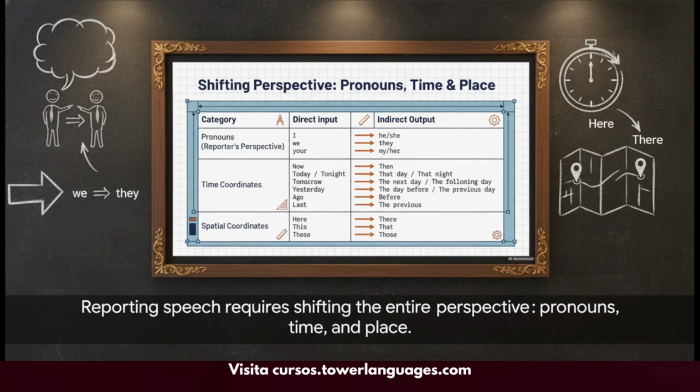And it's so crucial to teach that it's not just the verb that changes. To report speech correctly, students have to shift the entire perspective. Pronouns change to reflect the new speaker. Time words shift back, so now becomes then. And of course, place words follow suit. Here becomes there. The whole context moves.